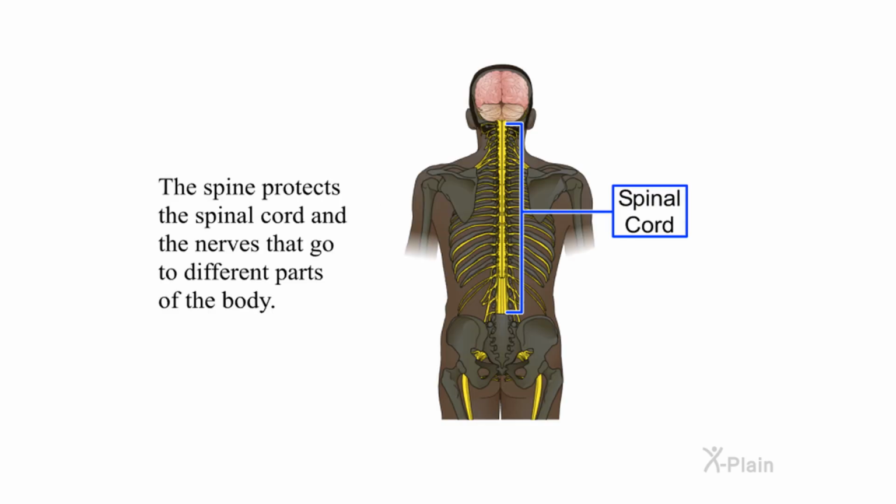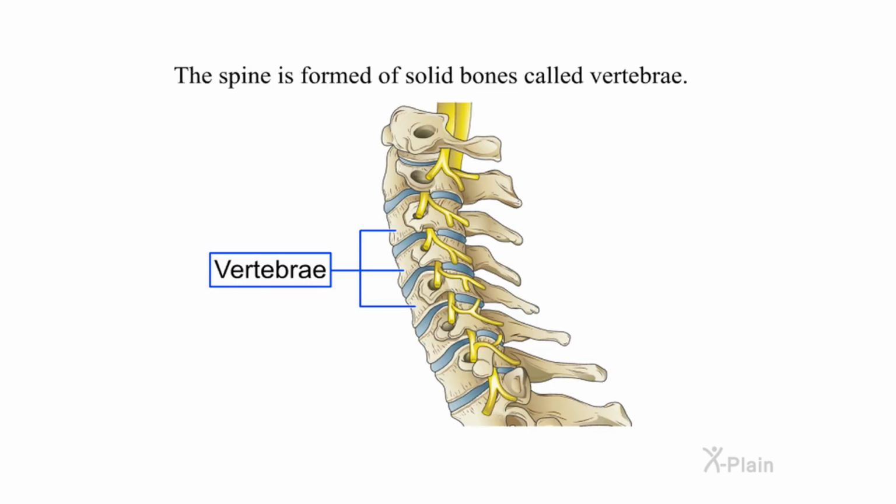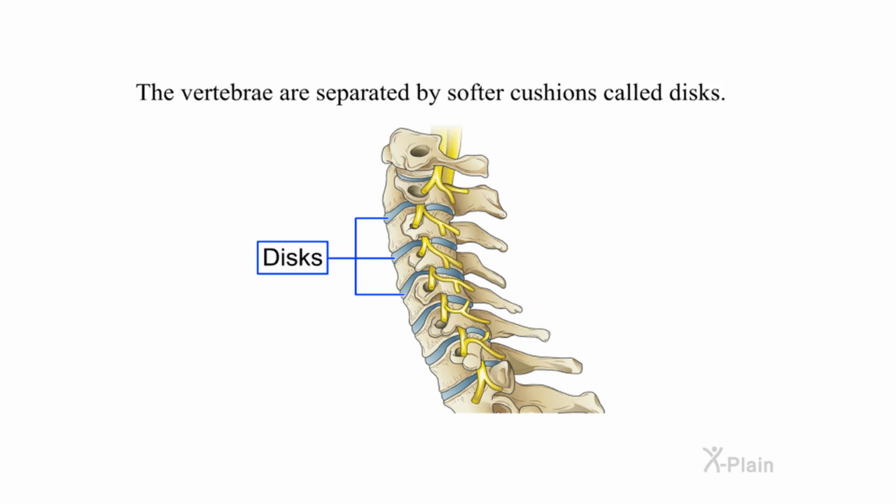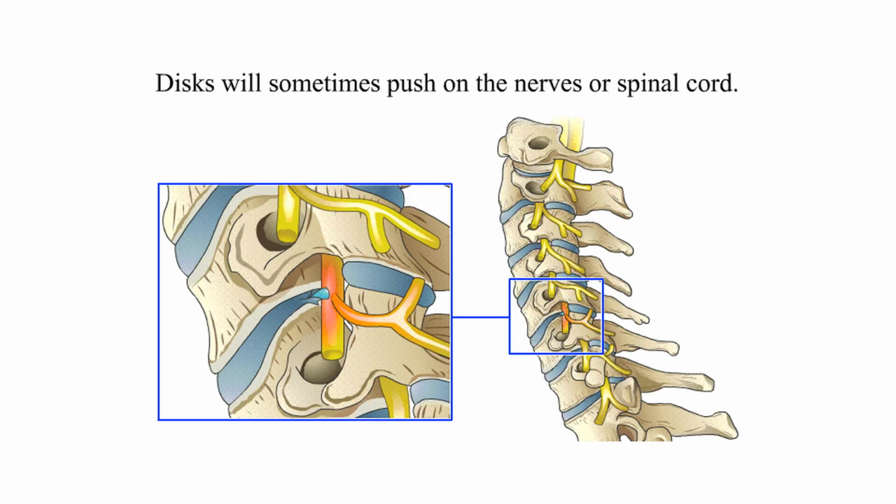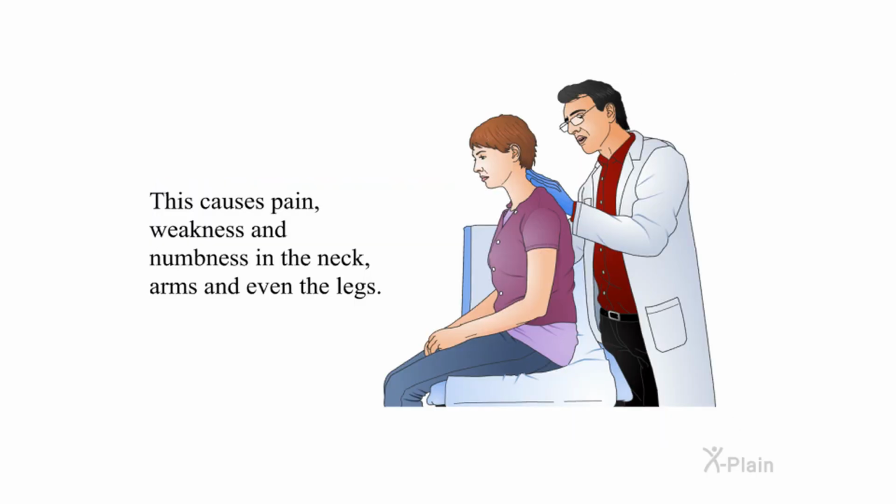Anatomy. The spine protects the spinal cord and the nerves that go to different parts of the body. The spine is formed of solid bones called vertebrae. The vertebrae are separated by softer cushions called discs. Symptoms and their causes. Discs will sometimes push on the nerves or spinal cord. This causes pain, weakness, and numbness in the neck, arms, and even the legs.